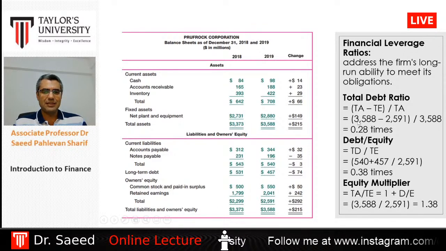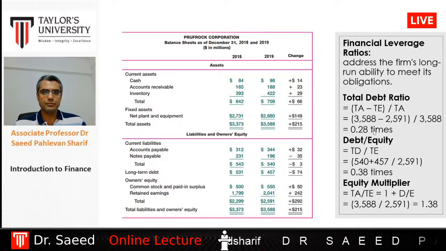So in this case, for 2019, we can find them here. For example, total assets 3,588, and total equity is reported here, 2,591. So total assets minus total equity, which is total debt again, divided by total assets. This means that for $1 in total assets, the company has 28 cents of debt. Or you would say that the company uses 28% debt, right?